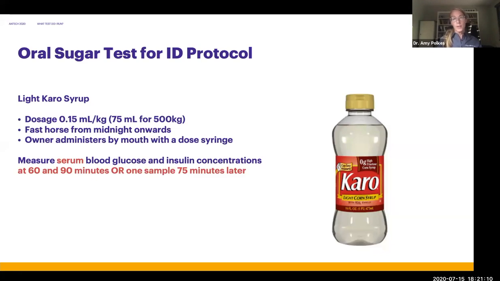And then you come to the farm and you could do a 60 and a 90 minute, or some people just do one sample 75 minutes later. And, you know, there's a chart for what that should be. And this at least is a more definitive test for, yes, this horse has inappropriate response to sugars, not that we're just taking a resting sample, because I think you can miss some horses that are going to have a problem with their ingestion of sugar, not so much just at rest.